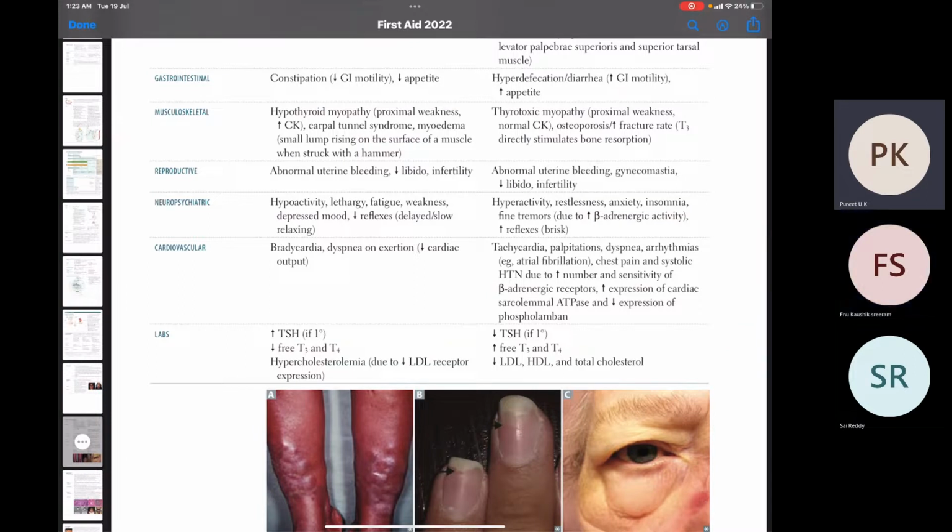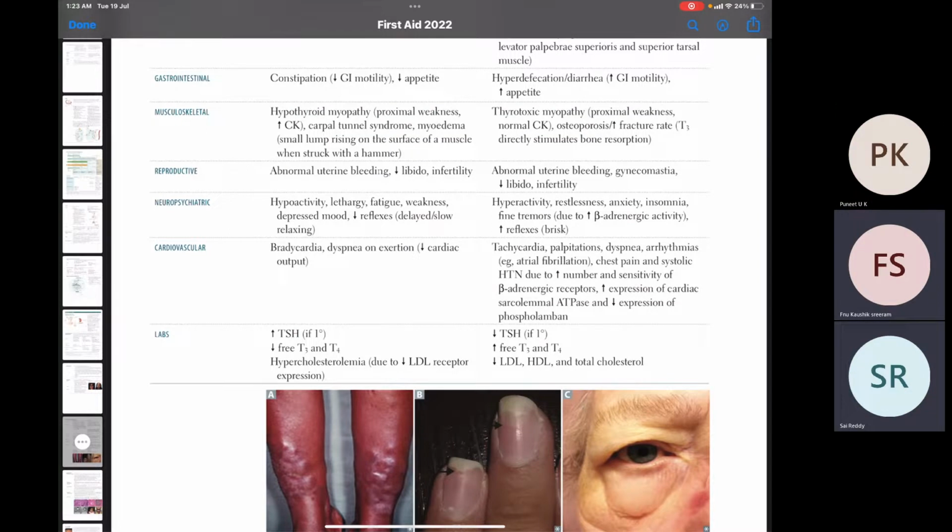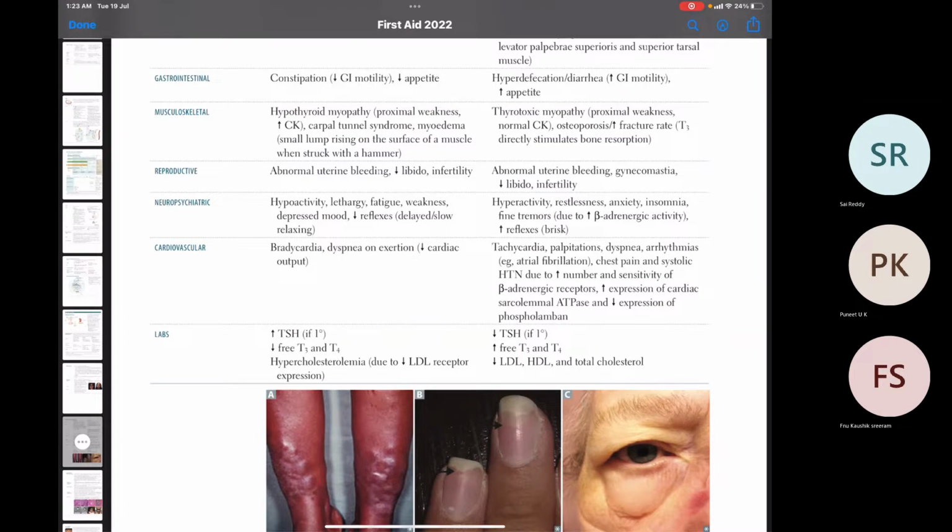First of all, what antibodies are there? Anti-TPO and anti-thyroglobulin. There's also an antibody against the thyroid receptor itself, so the TSH receptor. TSH receptor, TPO, as well as thyroglobulin. Correct.